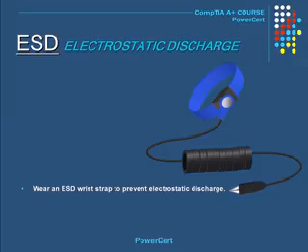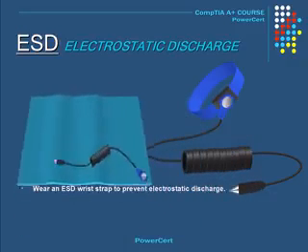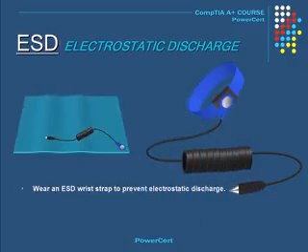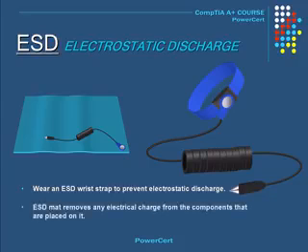Another thing you can do to protect against ESD is by using an ESD mat. An ESD mat is typically placed on a desk where assembly takes place, and the mat removes any electrical charge from the components that are placed on it. And just like an ESD wrist strap, an ESD mat is also connected to a ground.